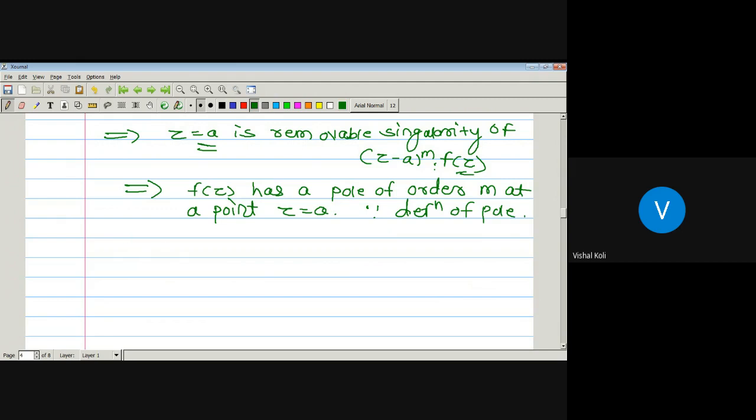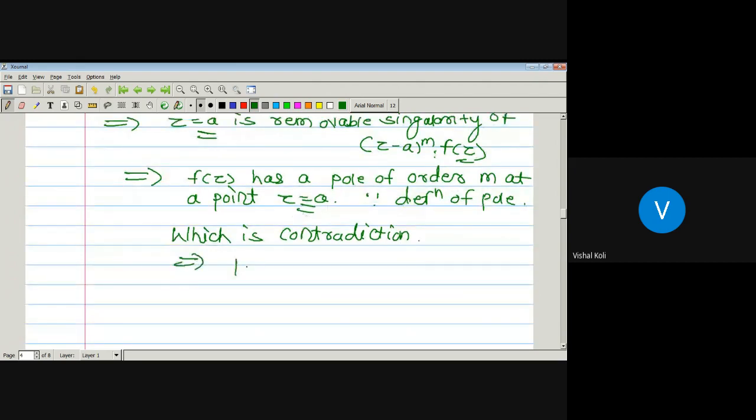Now we know that the given function has an essential singularity at the point z equal to a. But here we get that the given function has a pole of order m at the point z equal to a, which is a contradiction, and this contradiction arises from our wrong assumption. That is, the assumption that for some epsilon greater than 0 and for any c belonging to the complex numbers, modulus of f of z minus c is greater than or equal to epsilon is wrong. Hence modulus of f of z minus c is less than epsilon for some z belonging to this region.